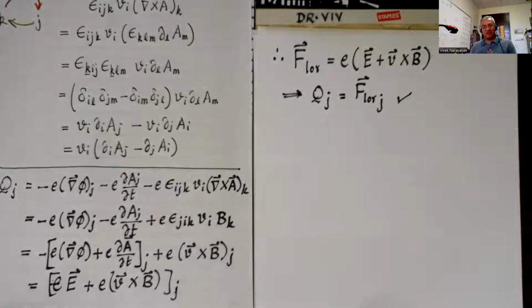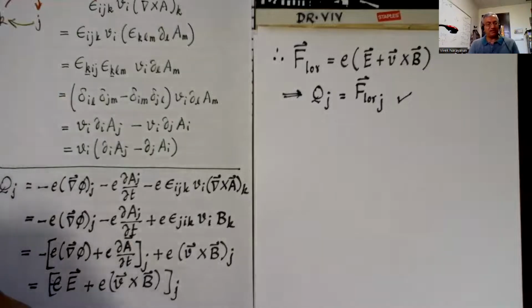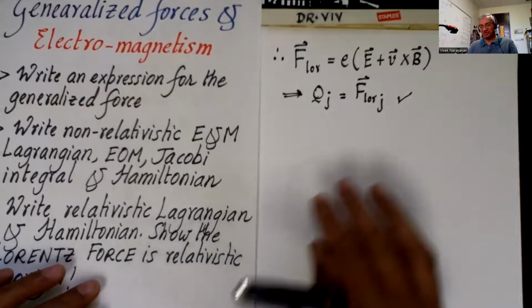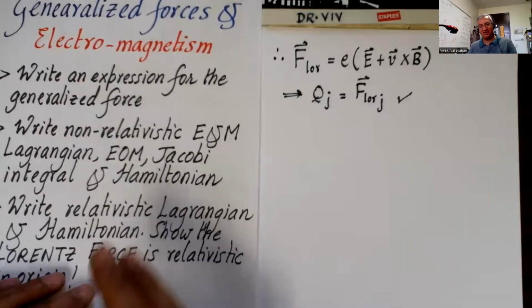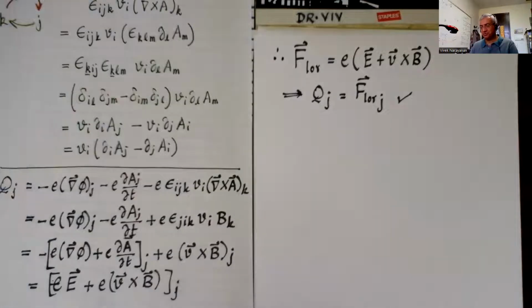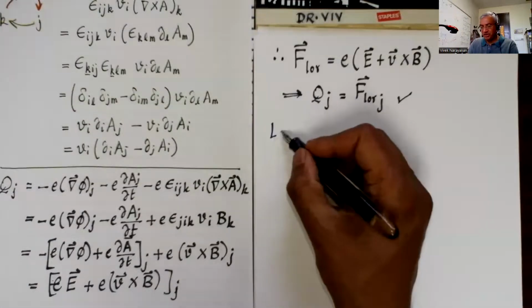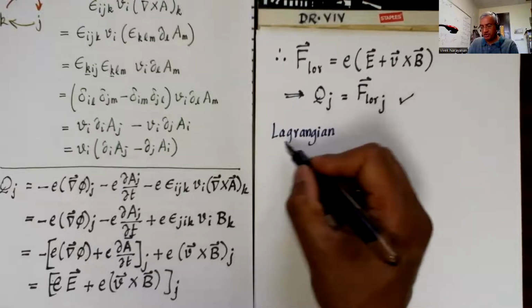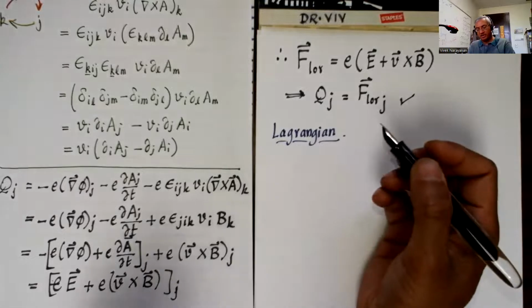So now we have enough confidence in this process that we can now form a Lagrangian. So that's our next step. The equations of motion are right there, but now let's write the Lagrangian that would have given us that very equation. So to form the Lagrangian, first we're going to do everything non-relativistic, then we're going to do relativistic.